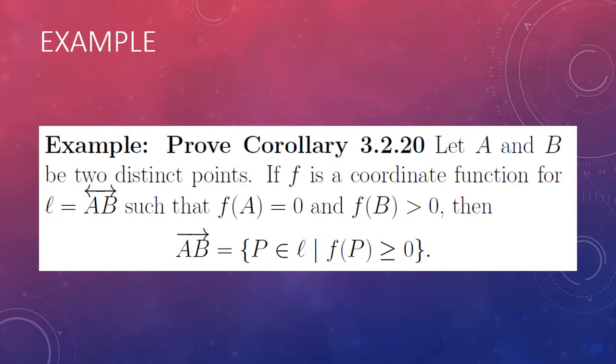Now, if you think about it for a second, maybe draw a picture: this is saying that if I have a line here and I pick a coordinate function where this point A has 0 and this point B maps to something positive, then the ray, which starts here and goes this way, consists of all the non-negative numbers. That's essentially all it's saying. The diagram almost shows that our intuition is completely right here, but we need to actually prove this from the pieces of information that we've built this on. In particular, this is a corollary to theorem 3.2.17, so we should hope that theorem shows up along the way.